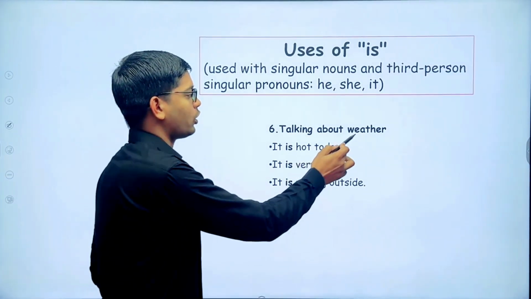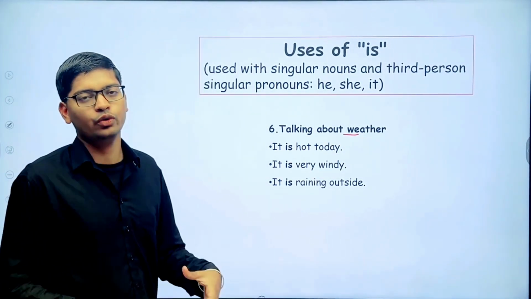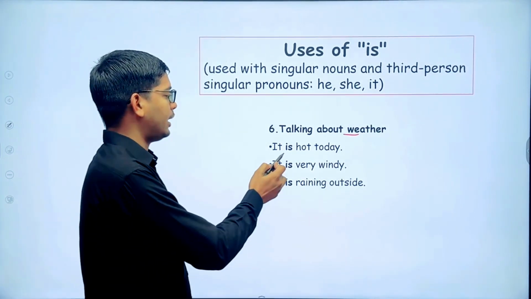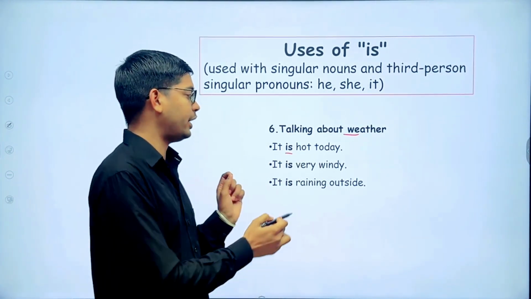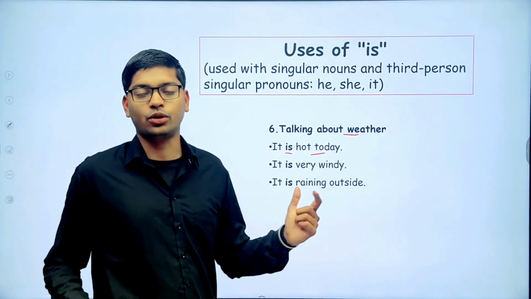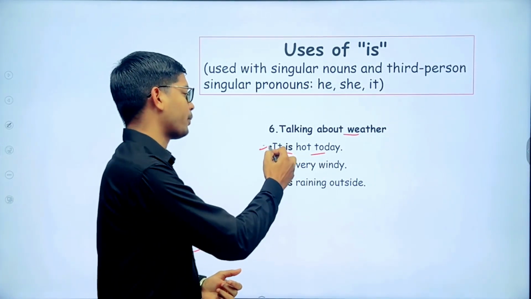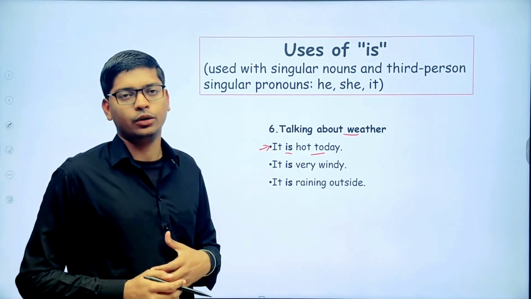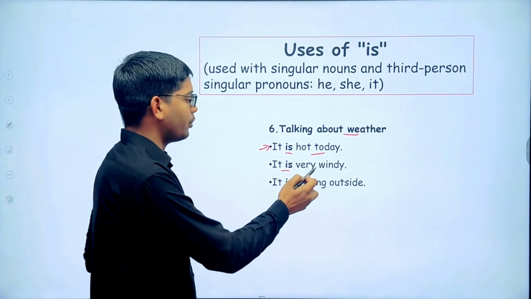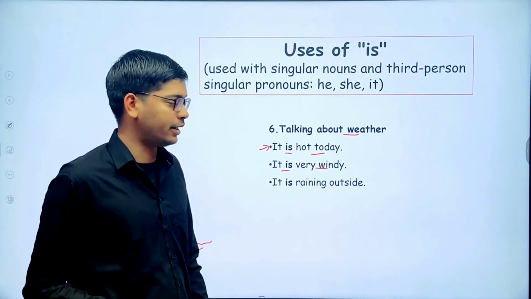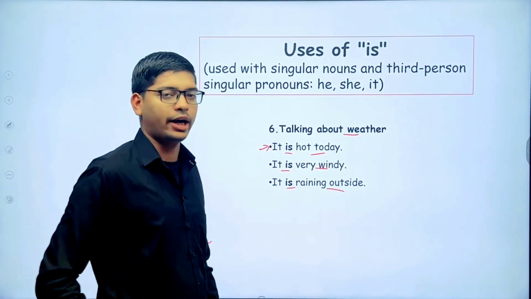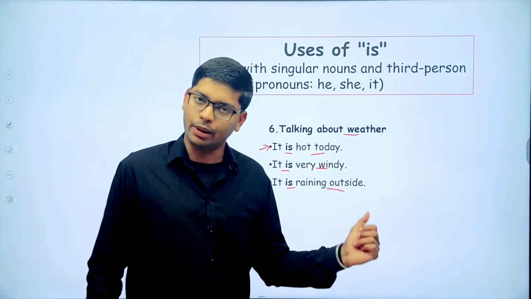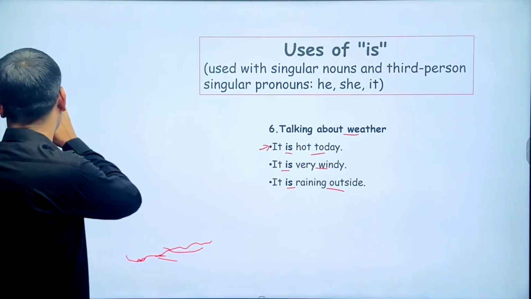Next use is talking about weather. If you are talking about weather, you can use is. Like it is hot today. It is used for weather things. And it is very cloudy. It is raining outside. So you can use is to talk about weather. Let's see the next use of is.